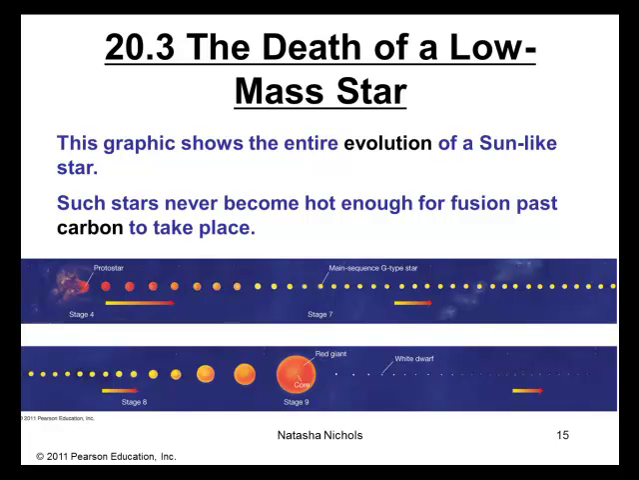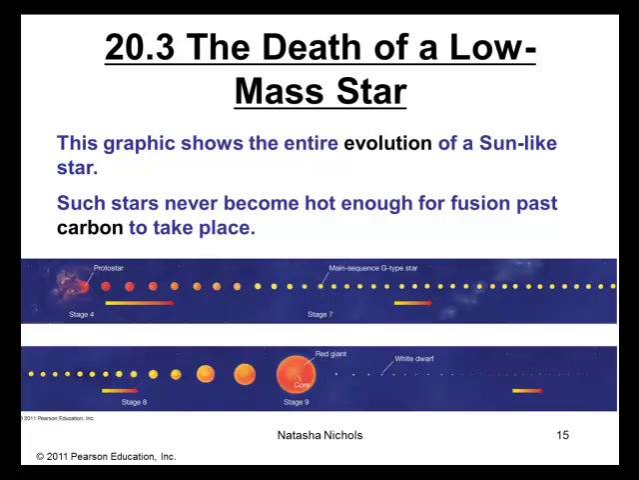So that's what takes place with stars that have mass similar to the Sun. What happens to stars that have mass less than the mass of the Sun? Well, if you take a look at this graphic, it shows the entire evolution of a Sun-like star. If you start from stage 4, protostar, stage 7 represents the main sequence G-type star. Continuing on to stage 8 and following the arrows, go right to stage 9, so we have the red giant, and eventually down to a white dwarf.